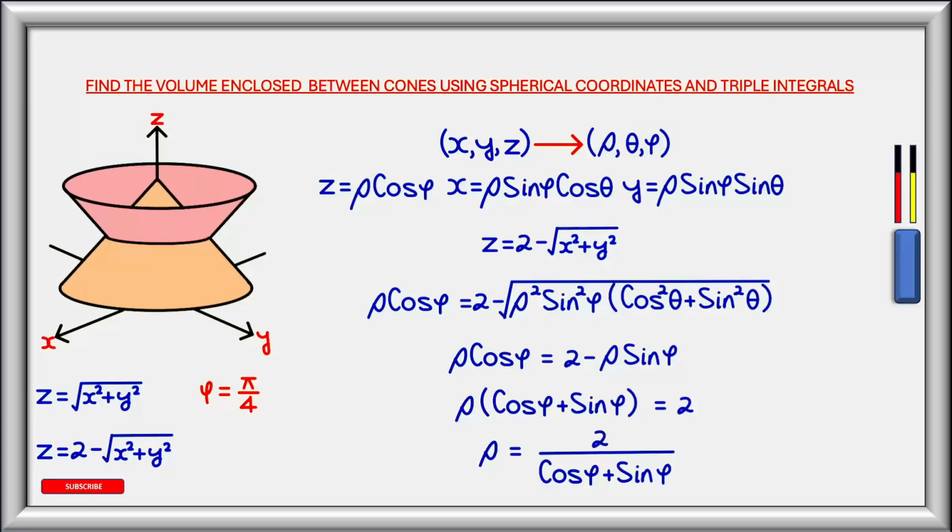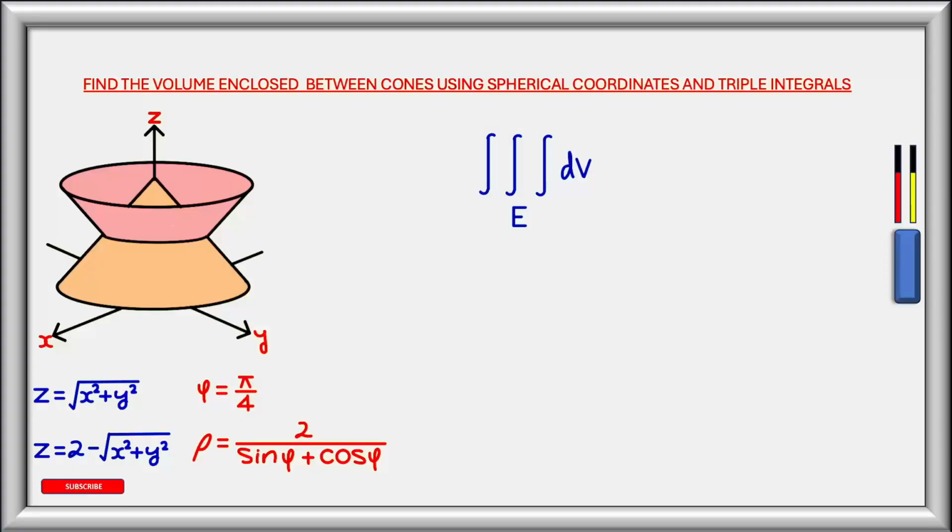We can simplify this to give rho into the bracket of cos phi plus sin phi is equal to 2, and simplifying further gives us rho equals 2 divided by cos phi plus sin phi. To find the volume enclosed between the cones, we need to integrate over the region E and some infinitesimally small pieces of volume, shown here as dV.